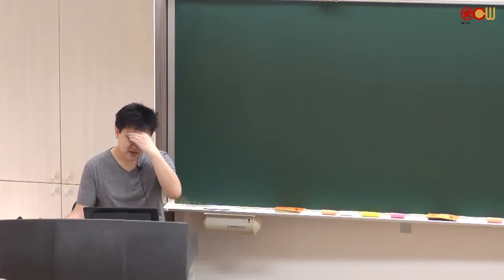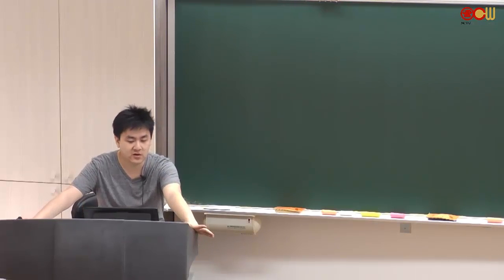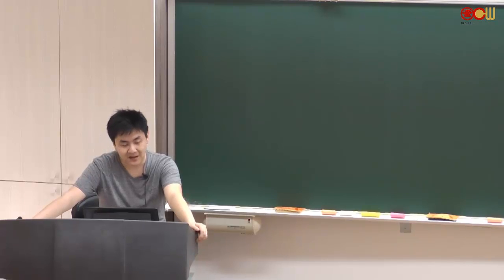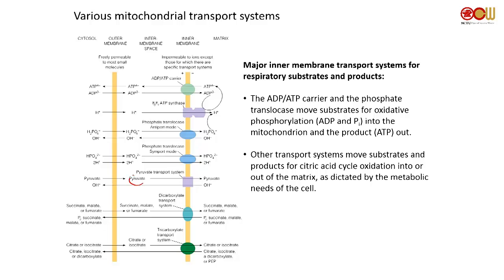So here I just wanted to show you there are several different mitochondrial transport systems. A lot of these we have seen previously. For example, we have seen pyruvate. Pyruvate can get transported, and the pyruvate transporter is also an antiporter, which takes in pyruvate and pumps out hydroxide anion. We have previously also briefly talked about malate, which we'll see in the next slide.